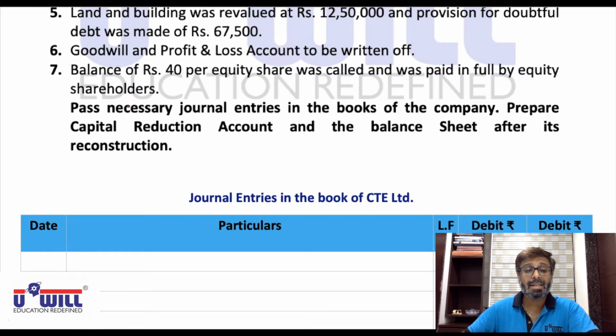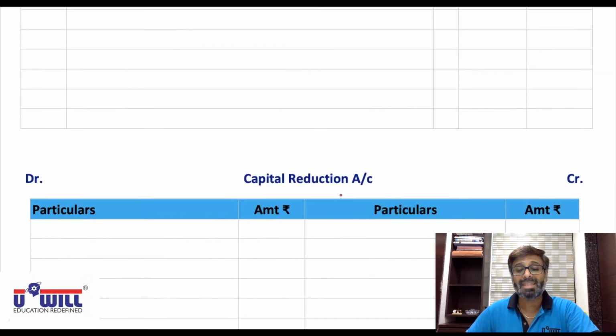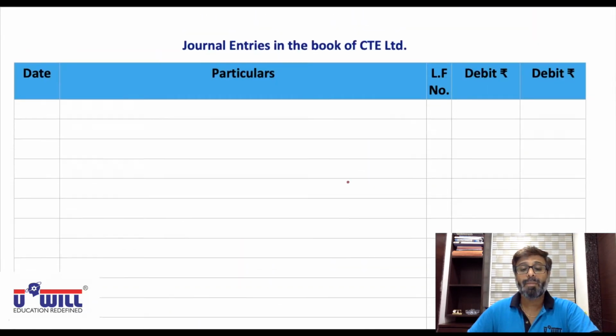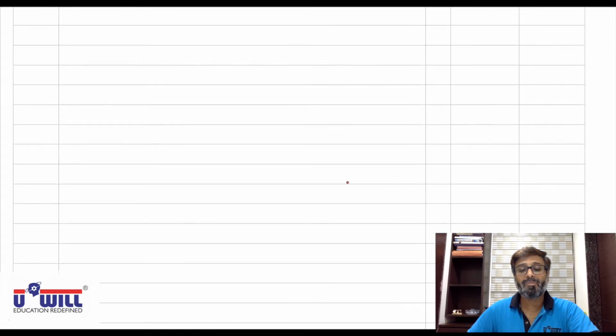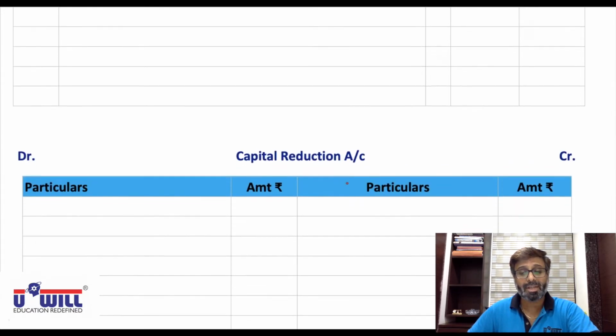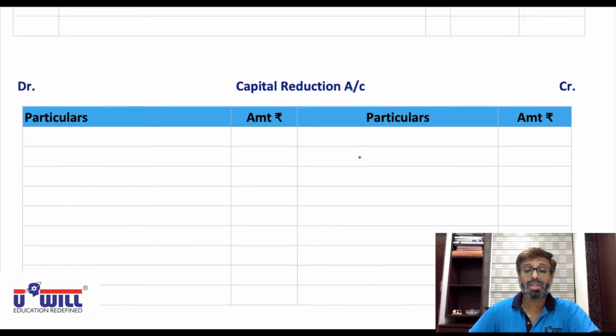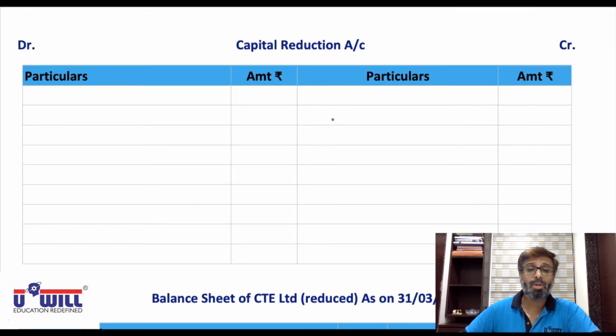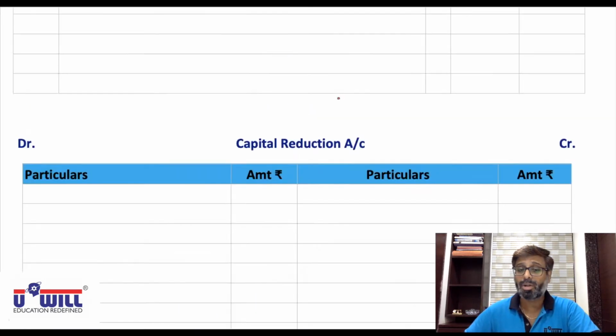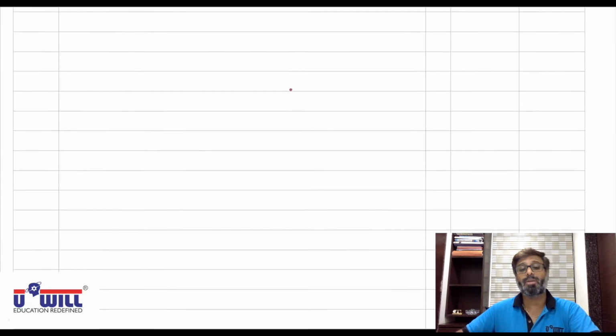What all is asked? Pass necessary journal entries in the books of the company, prepare capital reduction account, even if not asked we always make it, and the balance sheet after its reconstruction. Everything is asked for 15 marks. First, you all make the formats of journal entries and capital reduction account. Make a 2-page format of journal entries and around 8 to 10 lines format of capital reduction account. Pause the video and make the formats.